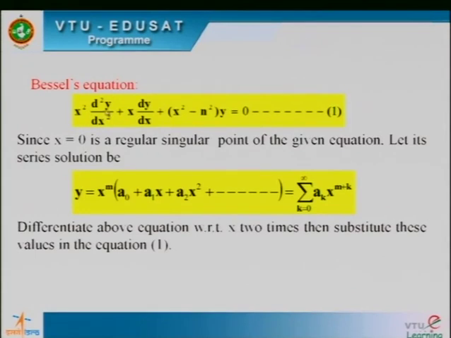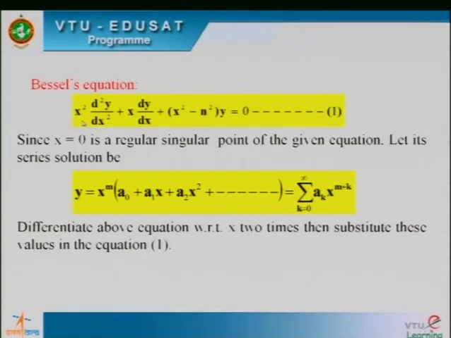Now we want to find those two independent solutions. This is Bessel's equation: x square d square y upon dx square plus x dy by dx plus (x square minus n square) y is equal to 0. So far we have solved many differential equations. You can treat it as another example, similar to the previous examples.